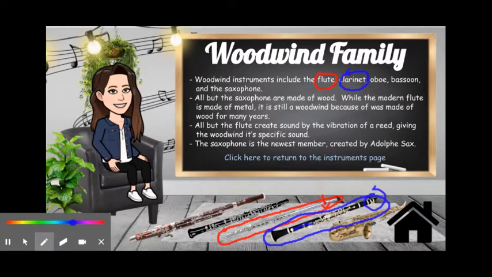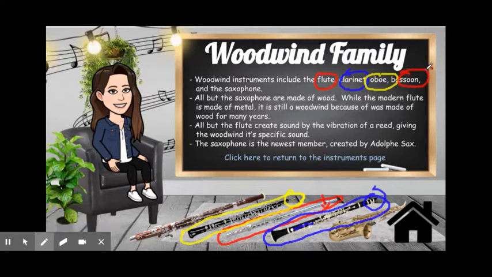Next, we have the oboe. The oboe looks a lot like the clarinet, but don't be deceived. The clarinet and the oboe have a different mouthpiece up top. You can see that the reed, you can't really see it, it's on the other side. The reed is attached to the clarinet, while the reed on the oboe sticks out.